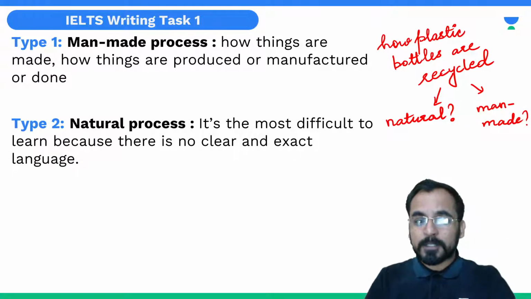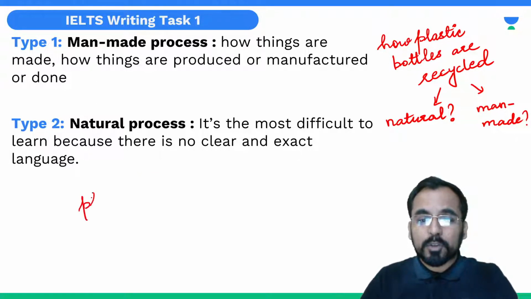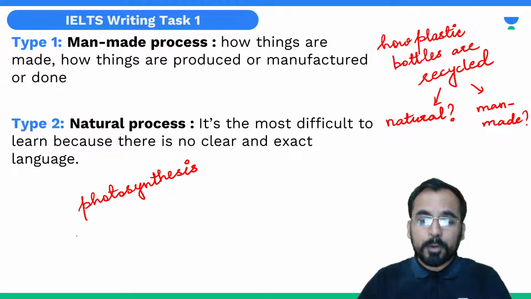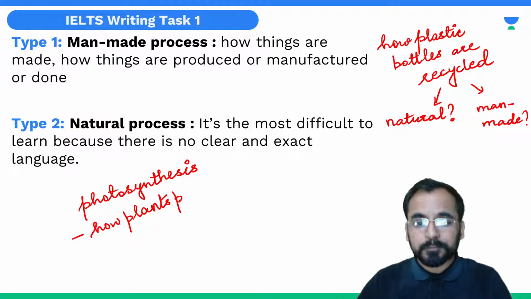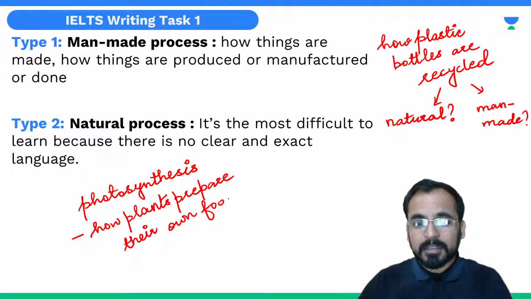Secondly, natural processes. It's the most difficult to learn because there's no clear and exact language. Am I right? Let's say if I ask you the process of photosynthesis, how plants make food. Now, is that a natural process or a man-made one? The process of photosynthesis, how plants prepare their own food. Now, is that a natural process or a man-made one?